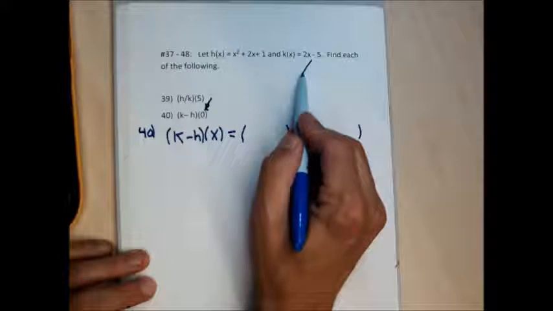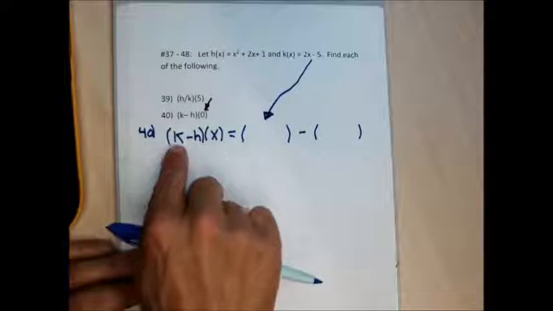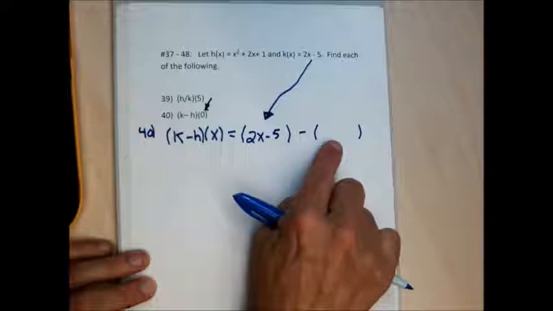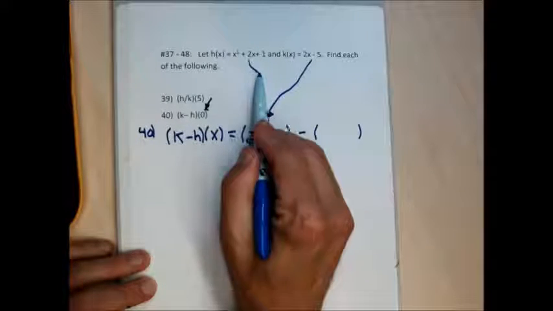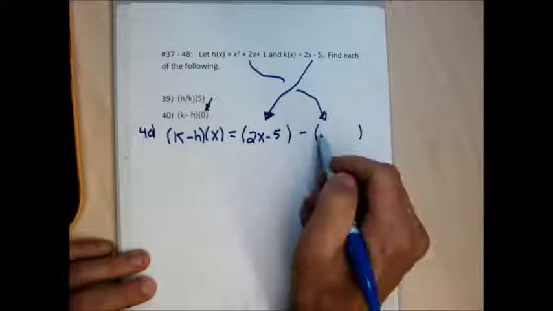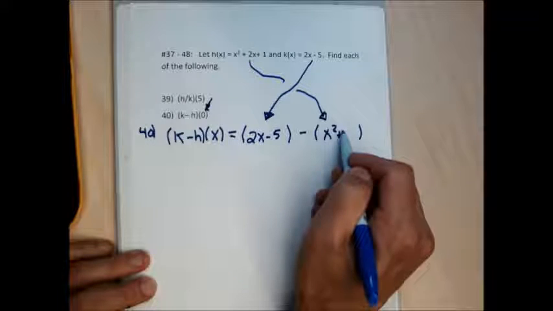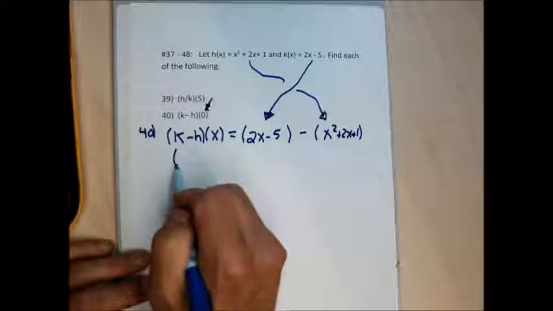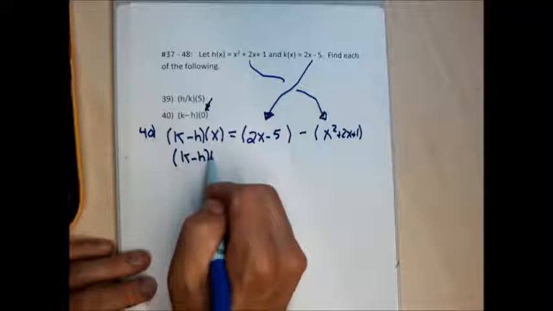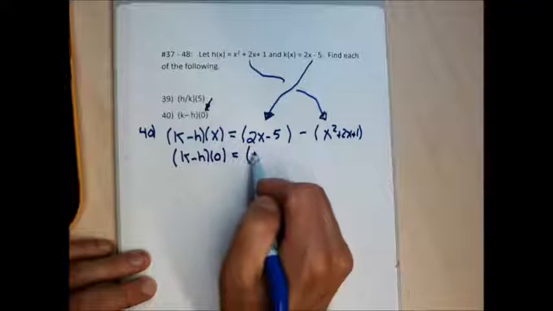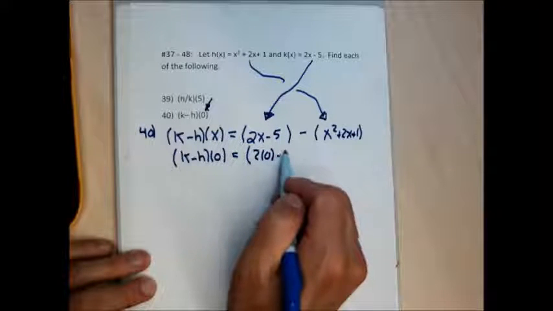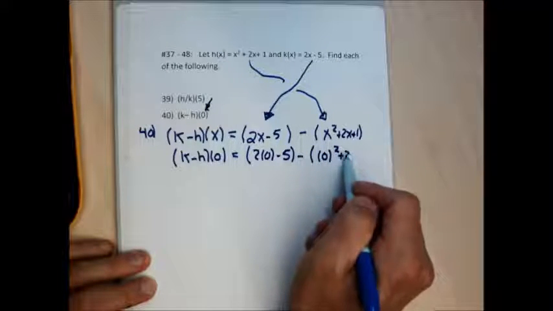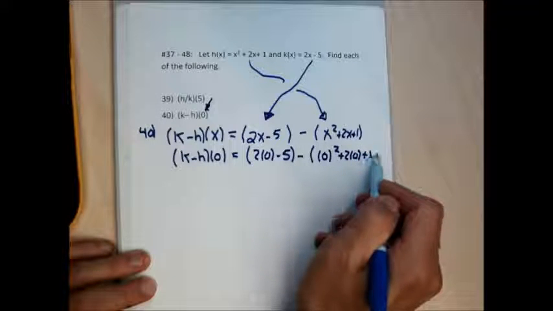In the first parentheses, I need to put in something to represent k, and that's going to be 2x minus 5. In the second parentheses, I need to put in something to represent the h of x, and that's going to be x squared plus 2x plus 1. Now I have a place to plug this 0, so the next step I'm going to do is change the x back to 0, and I'm going to simplify and go 2 times 0 minus 5 minus 0 squared plus 2 times 0 plus 1.